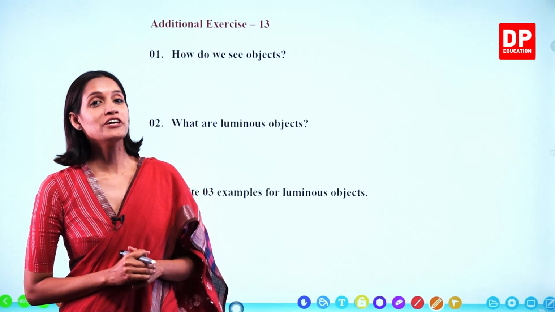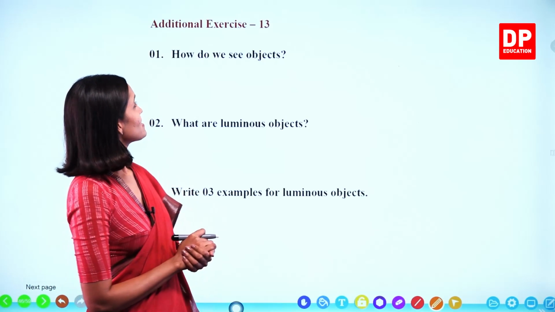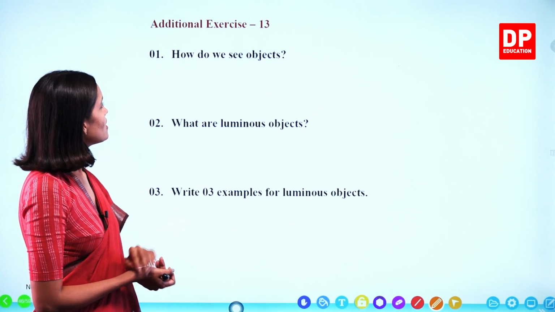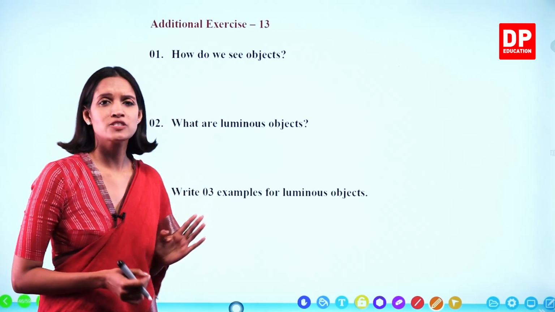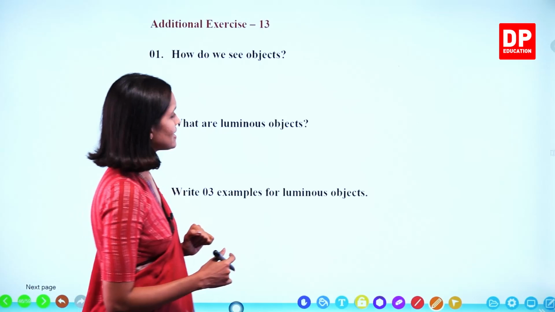Right, children. Now we are going to start the second part of the additional exercises. We will go through additional exercise number 13. There are 3 questions given. How do we see objects? Now, do you remember I explained how we can see objects, children? We will explain that again.